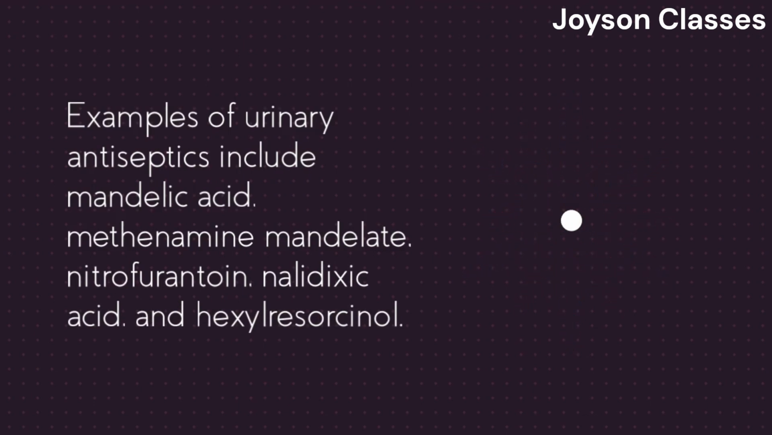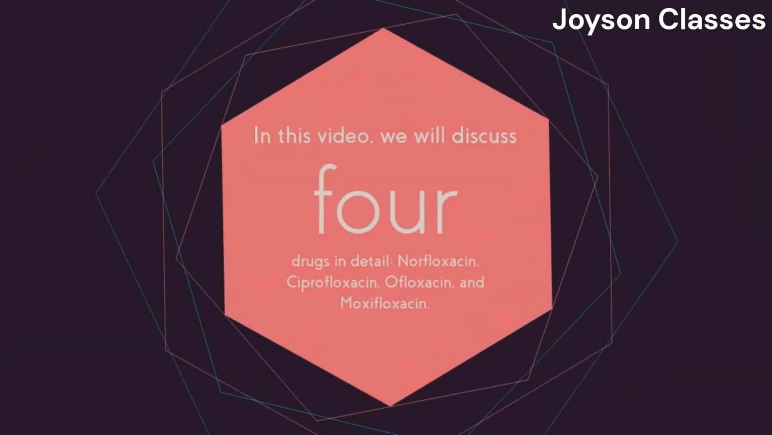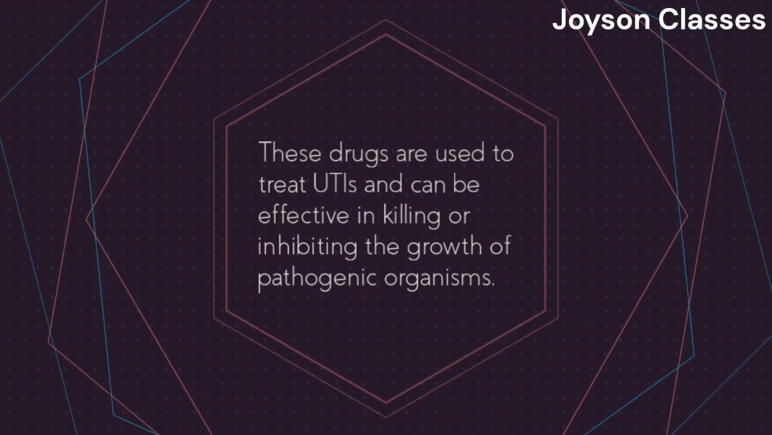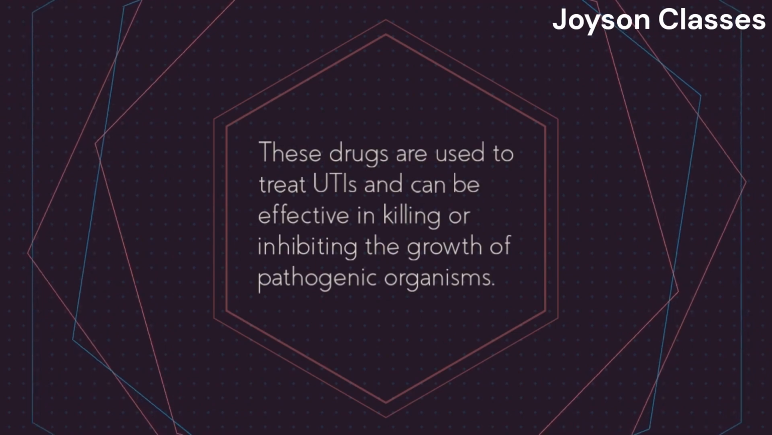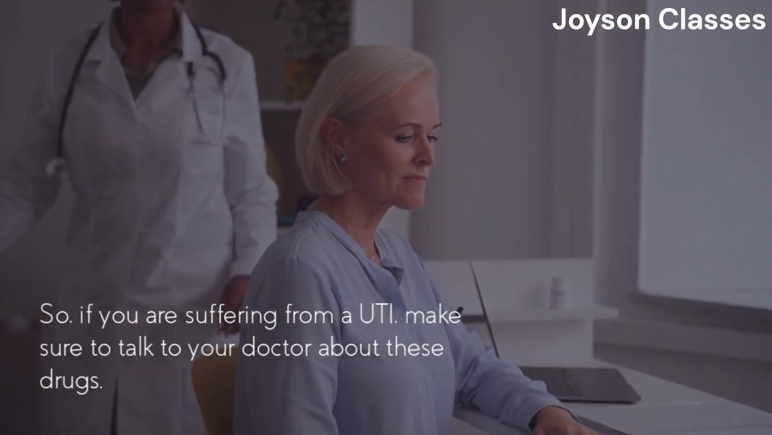In this video, we will discuss 4 drugs in detail: Norfloxacin, ciprofloxacin, ofloxacin, and moxifloxacin. These drugs are used to treat UTIs and can be effective in killing or inhibiting the growth of pathogenic organisms.